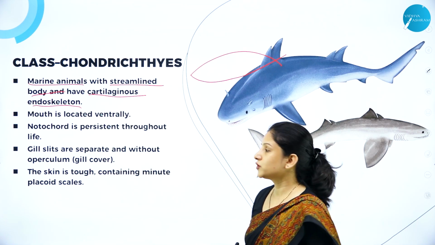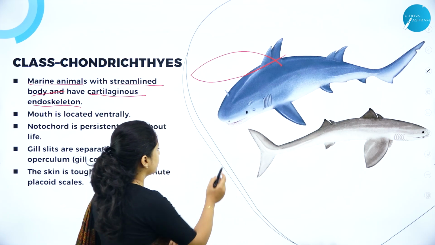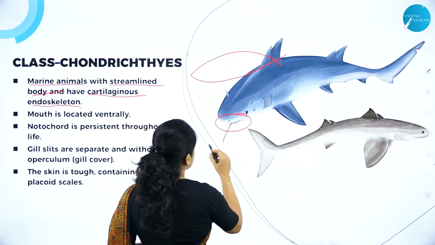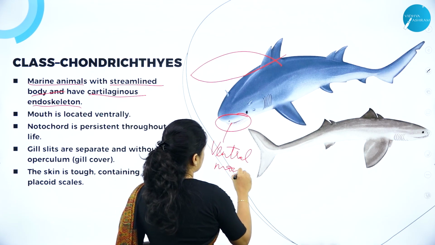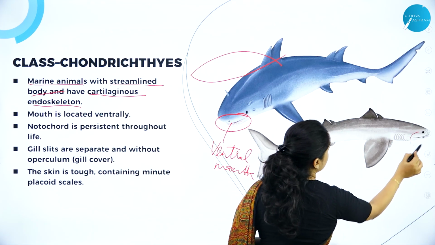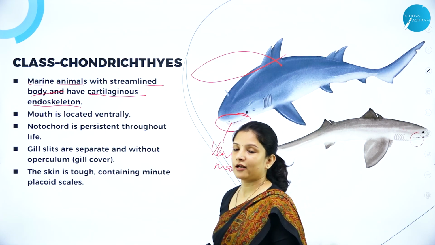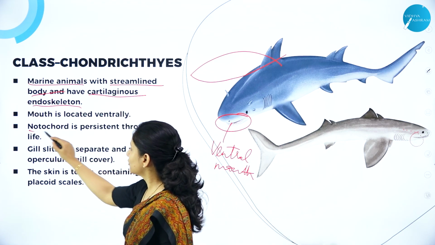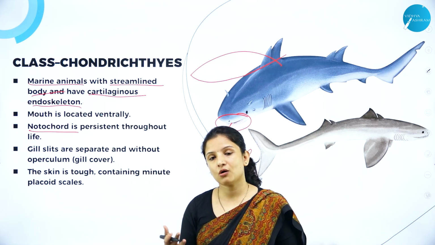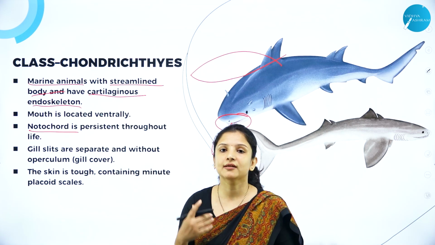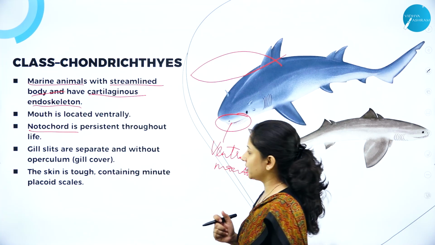that is, it is of a soft bone. And their mouth is located ventrally, that is at the lower side of the body. So you can see a ventral mouth right here. So mouth is ventrally located. Even here also you can see the mouth is ventrally located. So they have a ventral mouth, and notochord is present, and we all know that in vertebrates the notochord is present only in the embryonic stage. Later on, when they develop into an adult, it gets replaced by a cartilaginous vertebral column in this particular case.